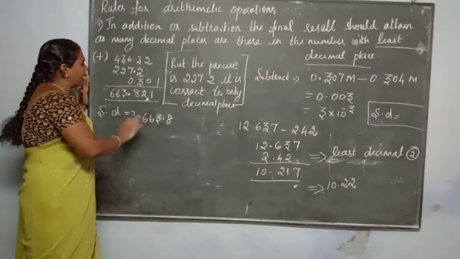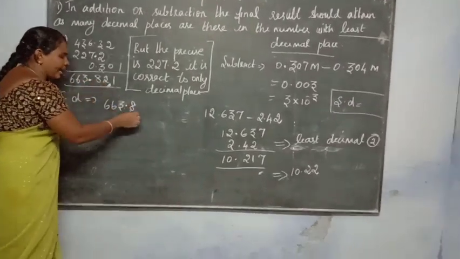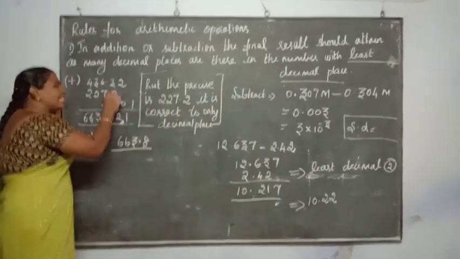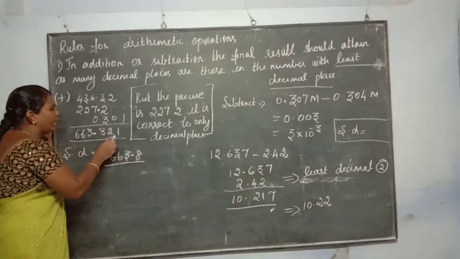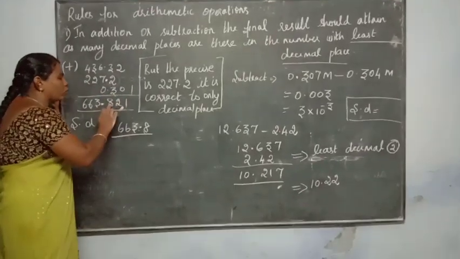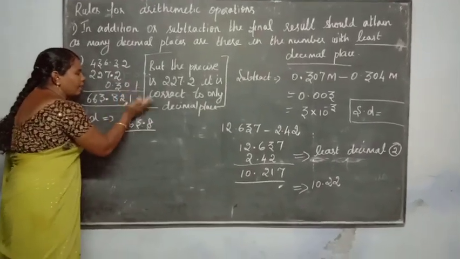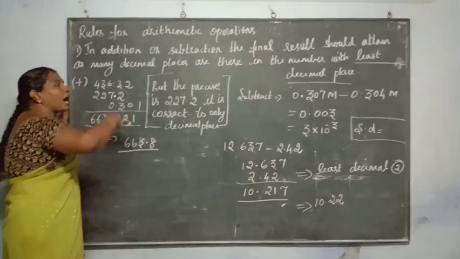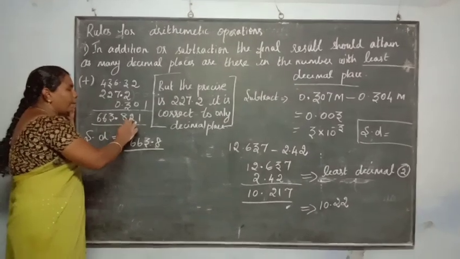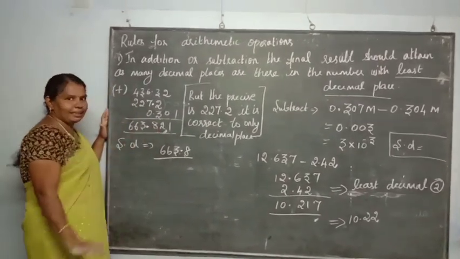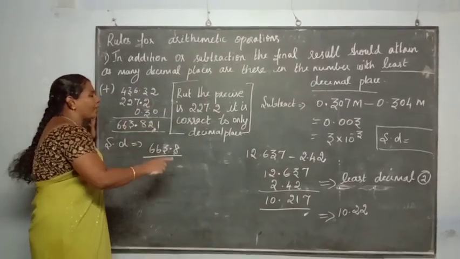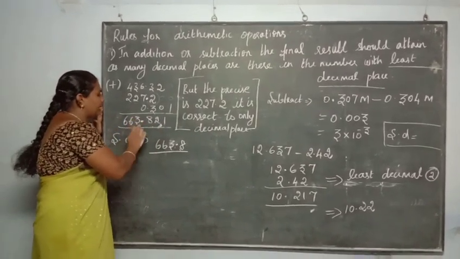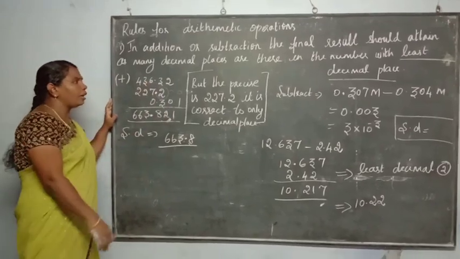So you can simply write 663.8. Why are you taking only one decimal value? Because you should follow the number with the least decimal places. Here there are three decimal values: 8, 2, 1. Leave the 8 and check the 2. If it is above 5, you add one; below 5, you keep it as it is. This is below 5, so leave it and write 663.8. This is the manner you write it.